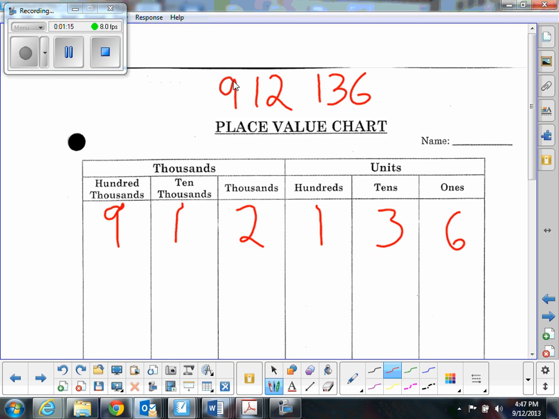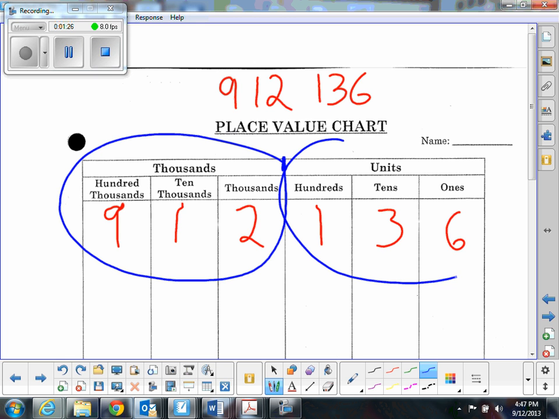How do I say this number properly? The other thing that I'm going to look at right now is that this column is chunked into thousands, and this is chunked into units. Okay? So if I read just the left column, it reads 912,000. But this number isn't 912,000 because there is more. There's this other part, this 136. So how do I combine them?